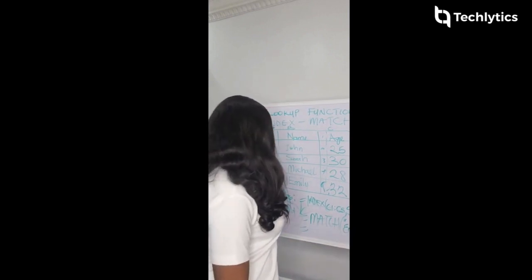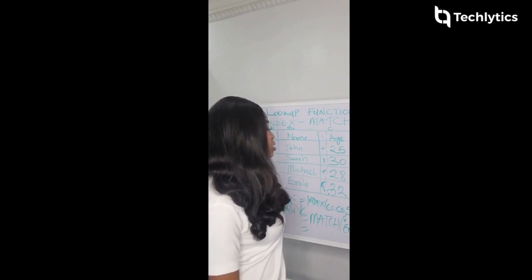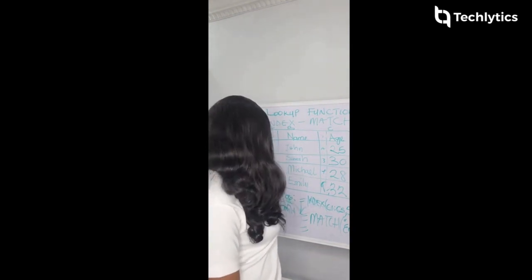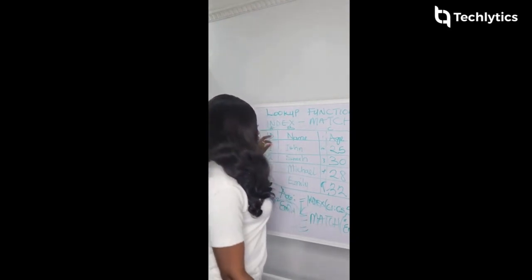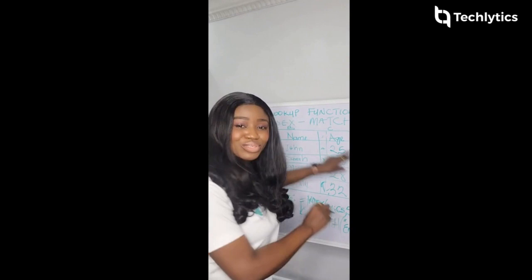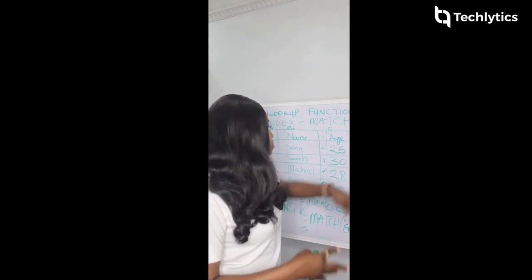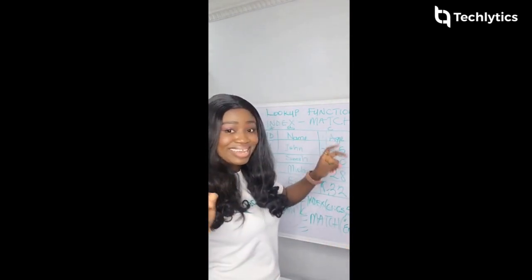Now, the next argument is the lookup array. Basically MATCH is asking you, where should I look for Emily? Now in this case, for the purpose of lookup, when you want to use INDEX and MATCH together, it's a one-way street.